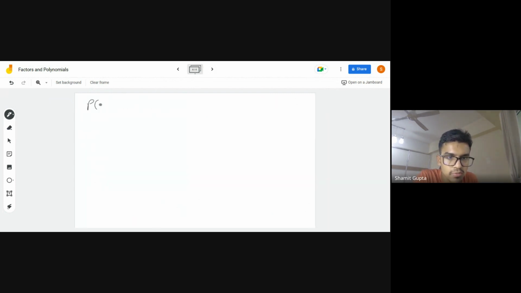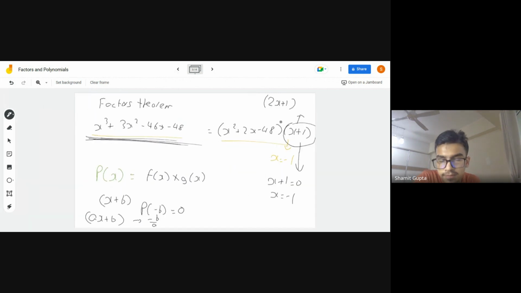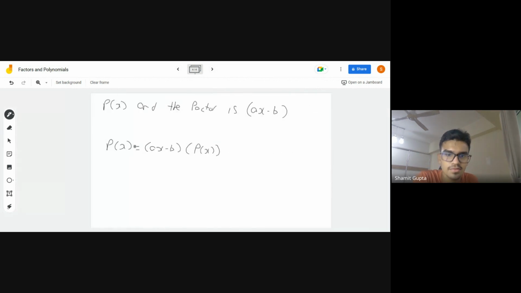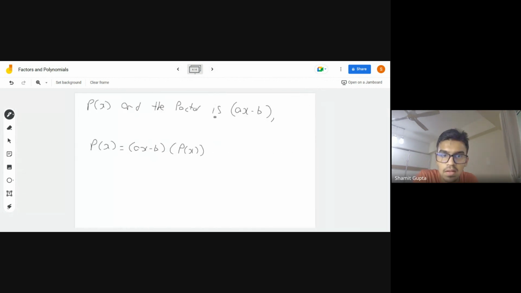Suppose you have a polynomial p(x), and the factor is ax minus b. Like in this case, it was x plus 1. If ax minus b is a factor, then p(x) equals ax minus b multiplied by something else, which I don't know. I will say f(x), suppose. Because this is one of the factors, you'll have so many factors. So it's ax minus b multiplied by something else. p of b over a will be equal to 0.